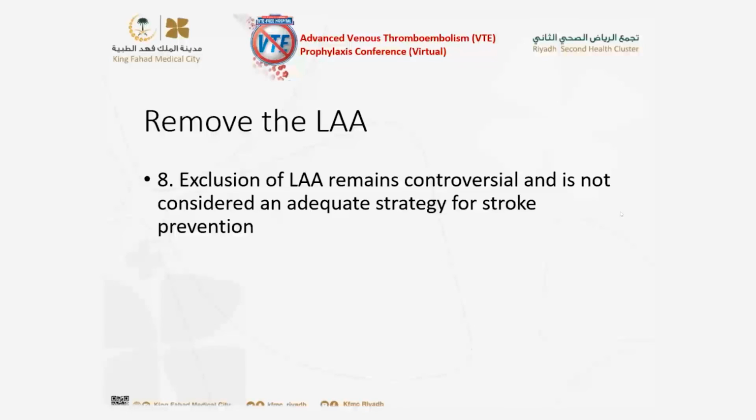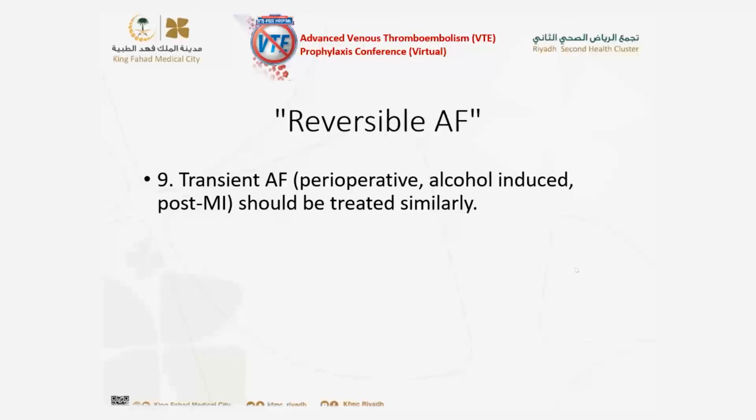Exclusion of the left atrial appendage remains controversial. It's not considered an adequate strategy for stroke prevention. So even in my clinical practice, when I see someone without a left atrial appendage who had it excluded because they were at high risk of bleeding at some point, and now that reason is gone, I still place them on anticoagulation because I think exclusion of the left atrial appendage in itself is not enough. You've seen this plenty of times, which is the reversible or transient AFib, be it perioperative, alcohol-induced, or post-MI. They have different pathology, but nowadays we treat them similarly to atrial fibrillation.